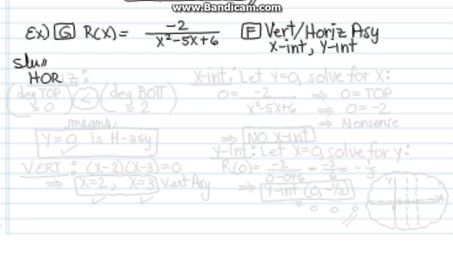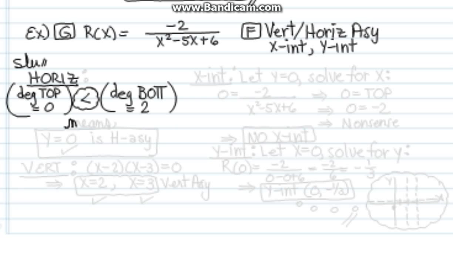For the horizontal asymptote, I'll do it over here. We first compare the degrees. The degree of the top, in this case, is a 0-degree polynomial. We're going to compare that to the degree of the bottom, which is a second-degree polynomial. So it turns out that the top degree is less than the bottom degree. So according to our note, that means that y equals 0 represents the equation of the horizontal asymptote.